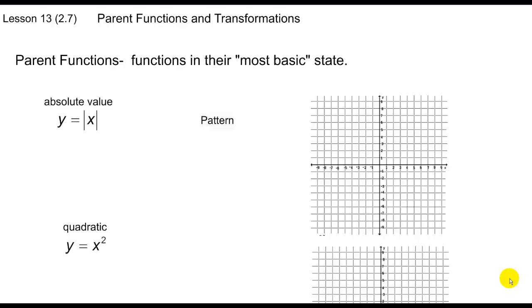Today we're going to continue our graphing conversation, and we're going to talk today about parent functions and transformations. We've done a little bit of this already with our absolute value graph, but we're going to extend it to many more graphs as we move on. A parent function is a function at its most basic state. In other words, the absolute value, we've already done some things with that.